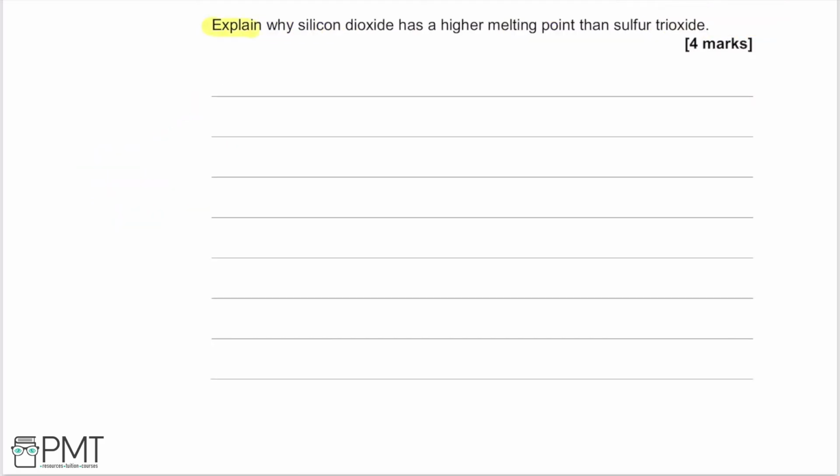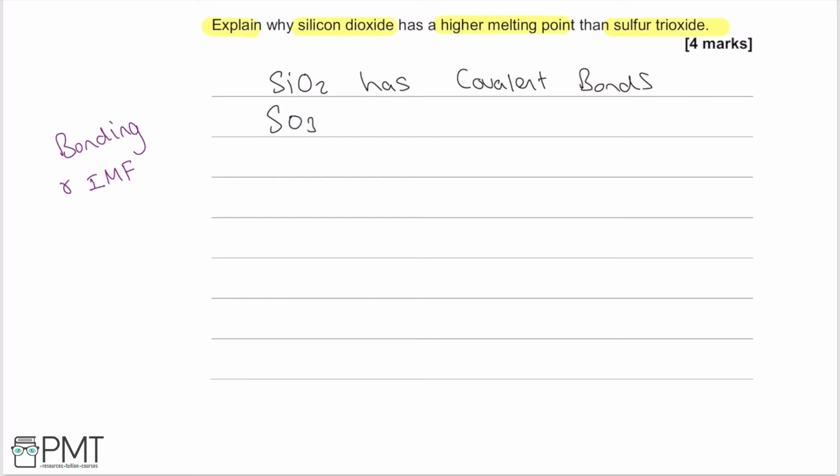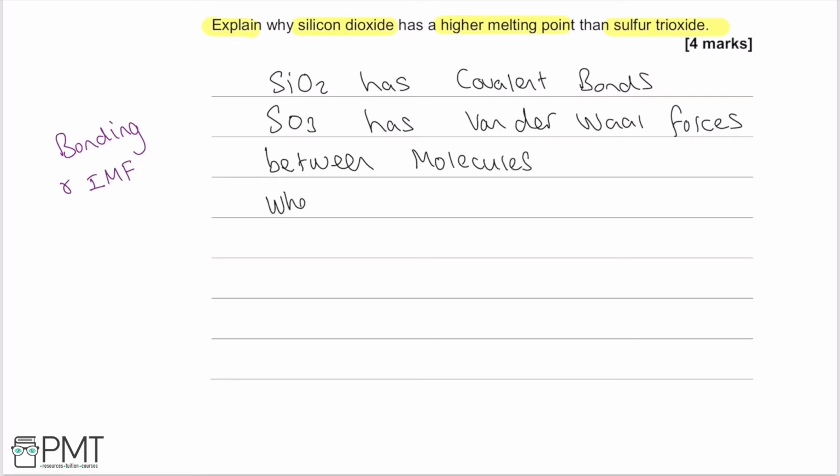After this, we are asked to explain why silicon dioxide has a higher melting point than sulfur trioxide for 4 marks. And this question tests our understanding of bonding, but also tests our understanding of intermolecular forces. Now, between the atoms for SiO2, there is covalent bonding, compared to SO3, which has van der Waals forces between molecules. And we know that covalent bonds are stronger and require more energy to overcome than the van der Waals forces.